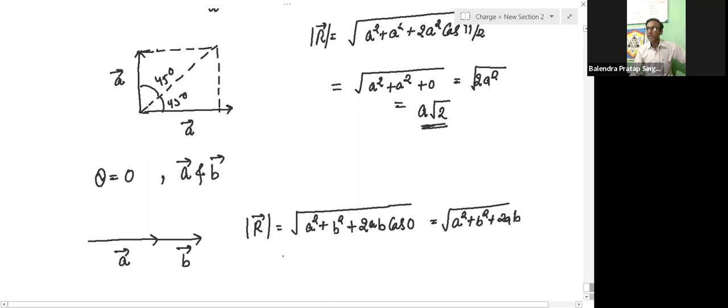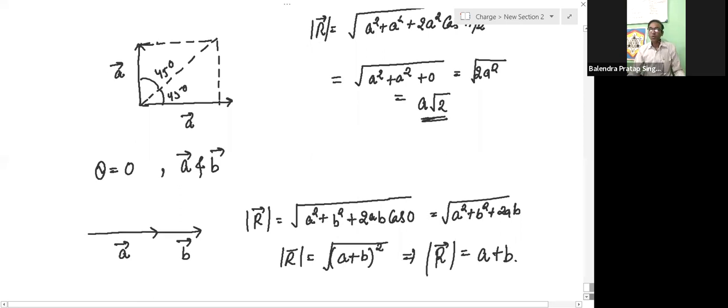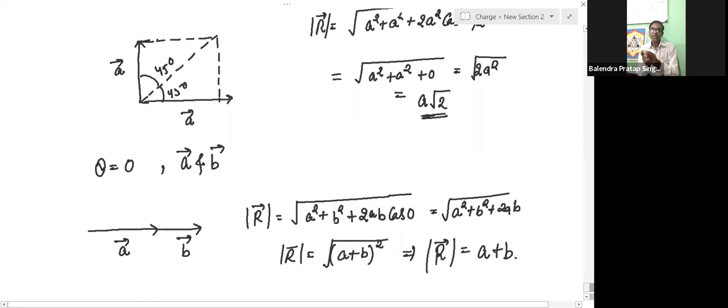So from here your resultant: a square plus b square plus 2ab is a complete square, it's a plus b whole square, and also under root. So in this case the under root and the square will cancel out. So the magnitude of R is just the sum of the magnitudes of a and b. If two vectors are parallel, or theta is 0, then the magnitude of the resultant is simply the sum of the two vectors.